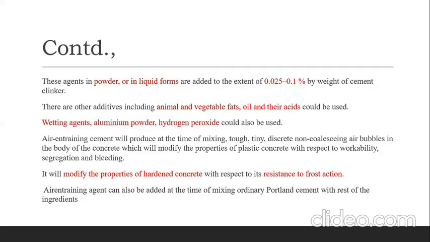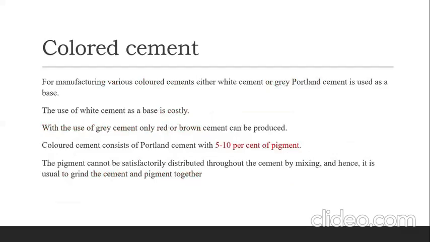So the main advantage of using air entrained cement is it has higher resistance against frost actions. Next is colored cement. Similar to air entraining cement, here also some dosage of coloring pigments will be added. Say, for example, 5 to 10% of the coloring pigment will be added during the manufacturing process of cement. That's it. So automatically the color of the cement will be changed when it is used in the final application.